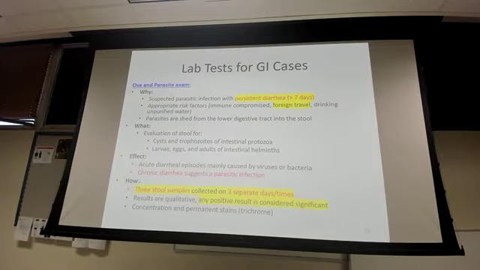So O&P, ova and parasite exams. This is another thing that's highlighted in red, which means it's important. We suspect a parasitic infection with persistent diarrhea of greater than 7 days and foreign travel. So if you have those two, you want to run an O&P. Right? Acute diarrhea episodes are mainly caused by viruses or bacteria, and then chronic diarrhea suggests a parasitic infection. So for O&Ps, make sure you are gathering 3 stool samples, collected on 3 separate days and times.